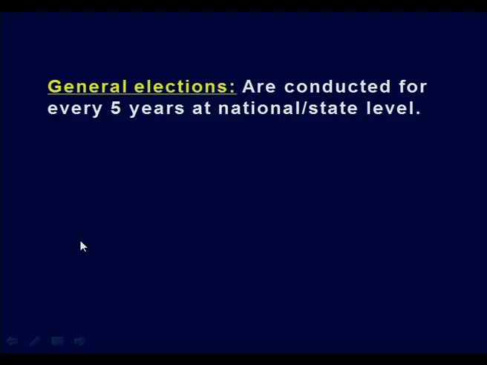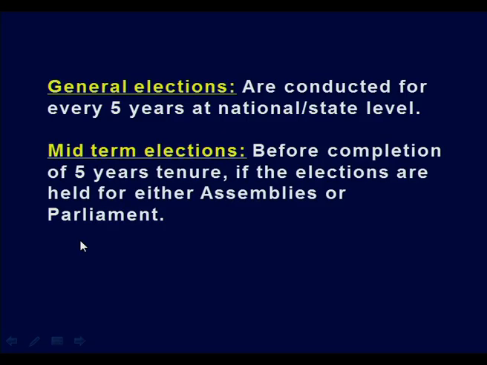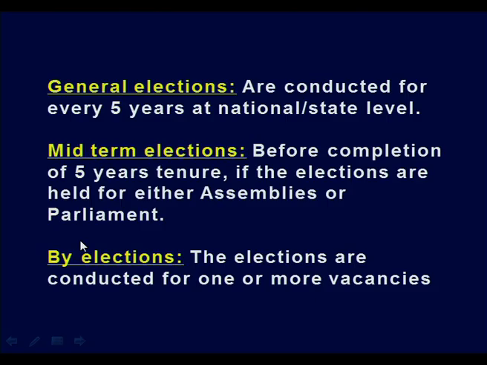Children, now there are different kinds of elections also. Now let us see what are the different kinds. First, general elections. These are conducted every 5 years at national level and state level. Midterm elections. These are conducted before completion of 5 years of tenure, if the elections are held for either assemblies or parliament. Now, third one is by-elections. When elections are conducted separately for one or more vacancies, they are called by-elections.